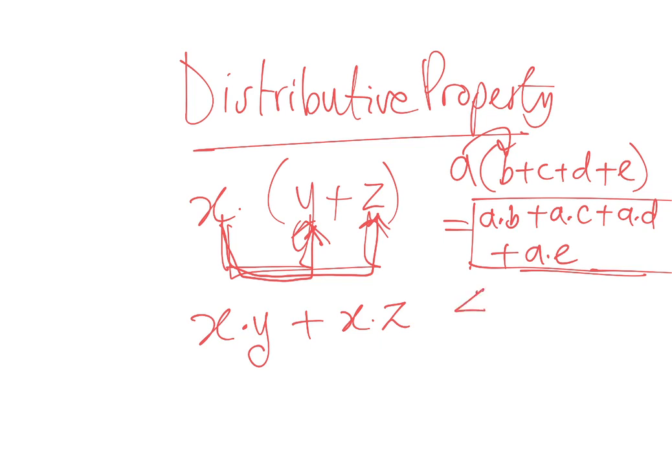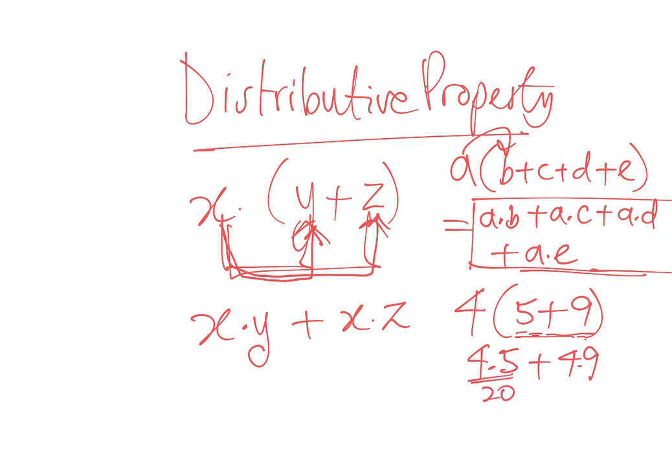We can use numbers with the distributive property. So if you have a situation like this, 4 into 5 plus 9, you can technically add these two together and then multiply by 4. Or you can say 4 times 5 plus 4 times 9 and then add those together. So 4 times 5 is 20. 4 times 9 is 36. You add those together, you get 56. So that is one way that you can go about doing the problem. Or you could have added these two together, so you would have gotten 14 times 4, which is 56.